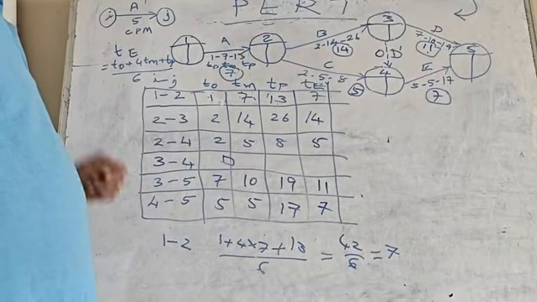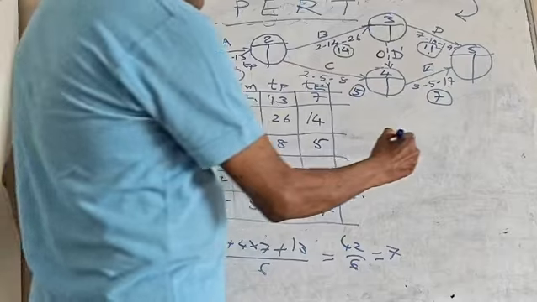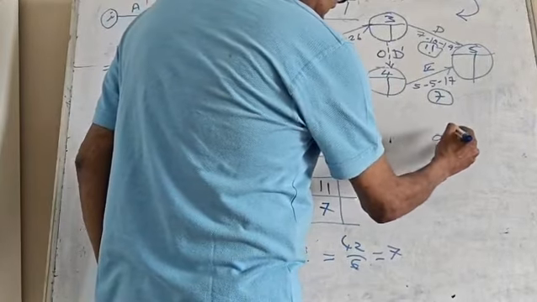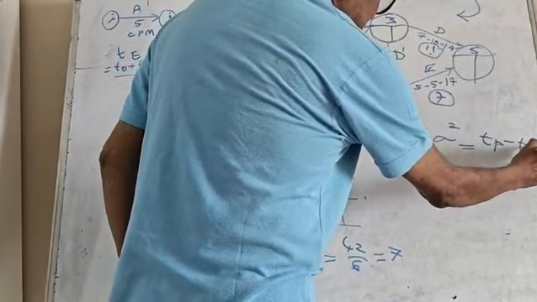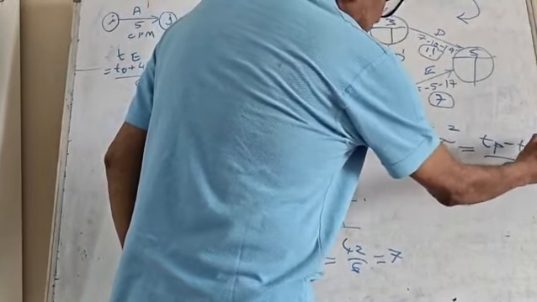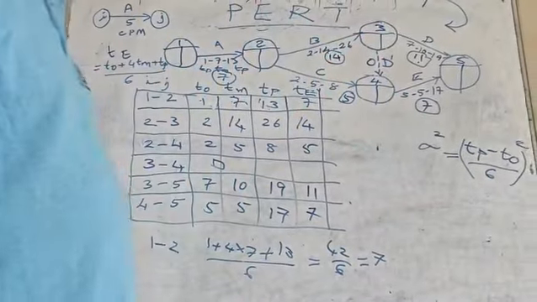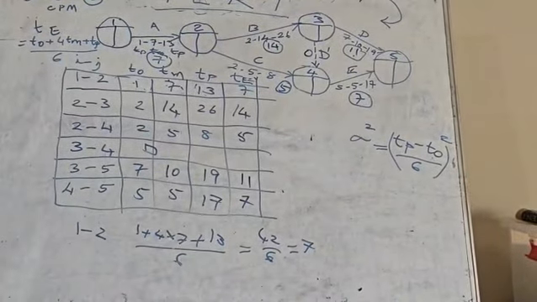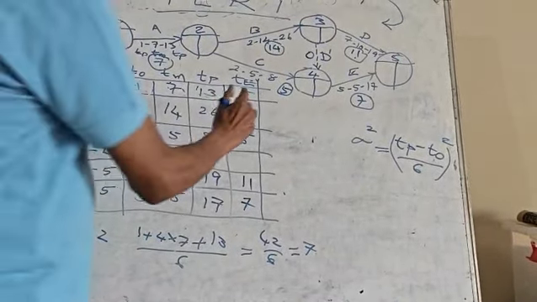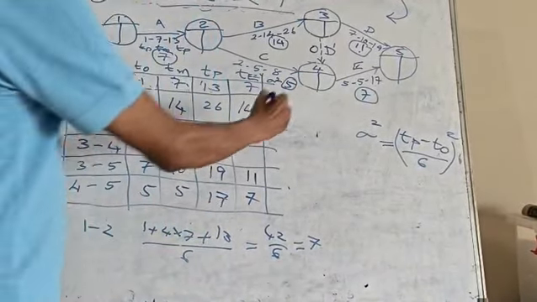Next, you have to calculate the variance for the critical activities. Variance is equal to (TP minus T0) divided by 6, whole squared. We need to calculate the variance and standard deviation. I will tell you why these things are to be calculated. Now this last column will become the variance.